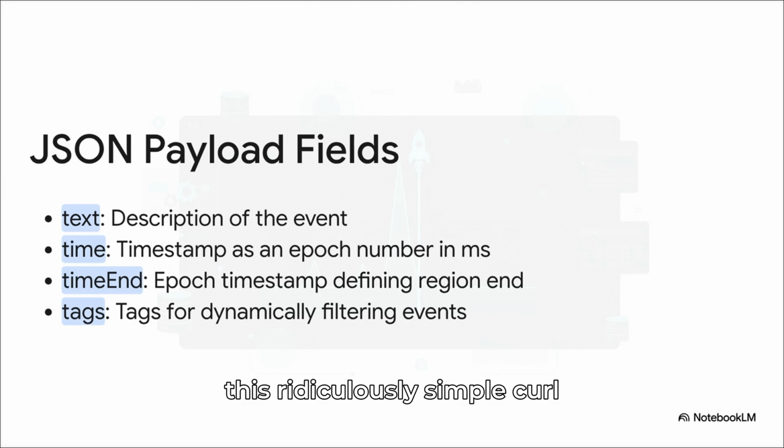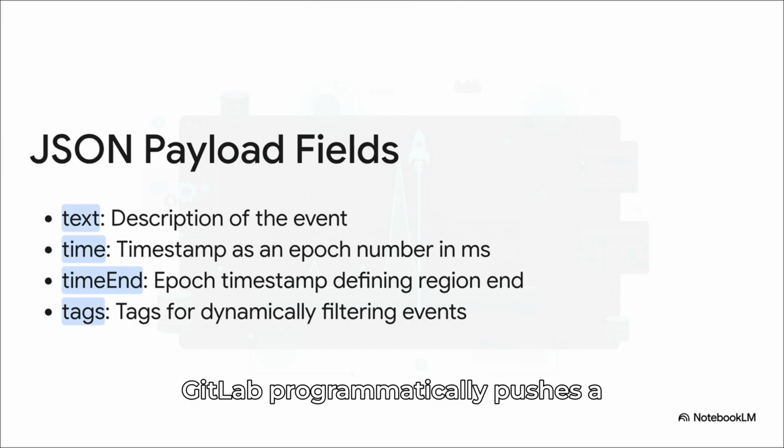By implementing this ridiculously simple curl command, your CI/CD pipeline, whether that's GitHub Actions, Jenkins, or GitLab, programmatically pushes a deployment marker right to your dashboard the exact second a new build goes live.